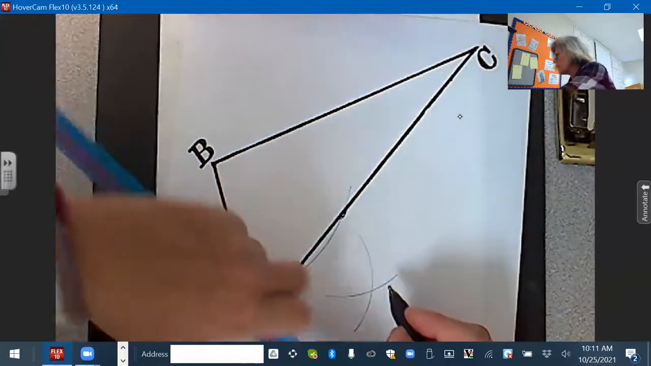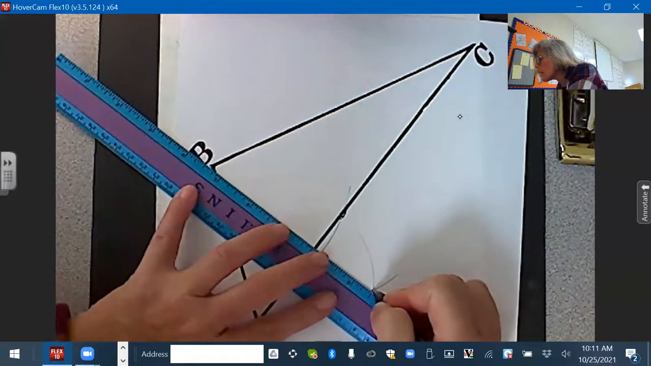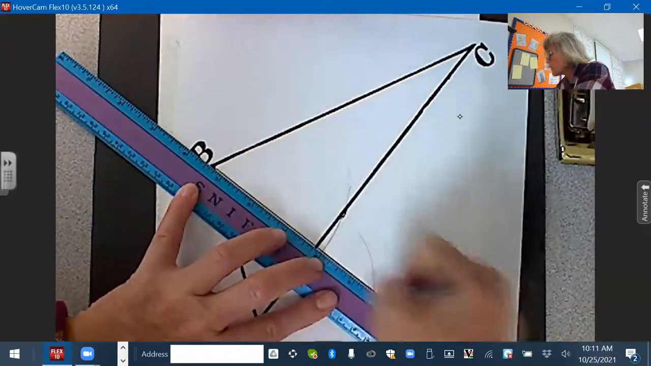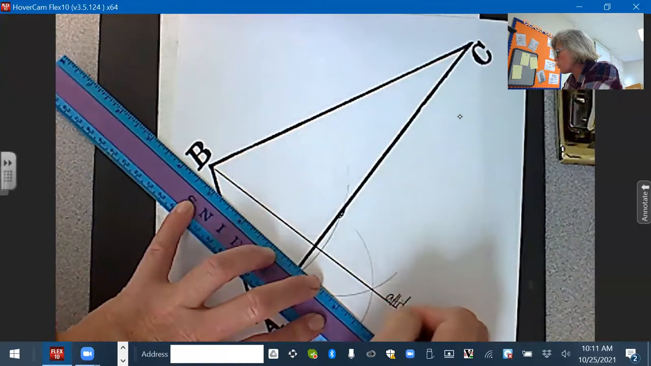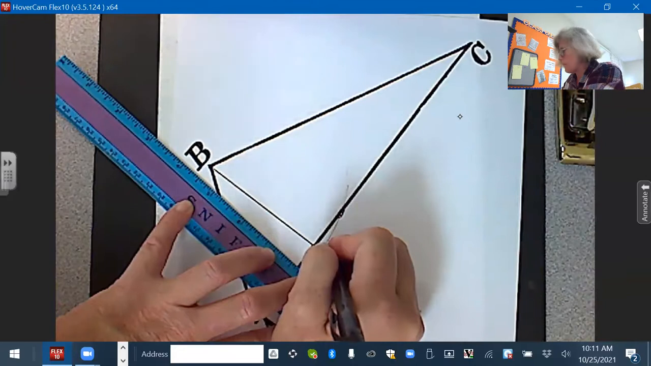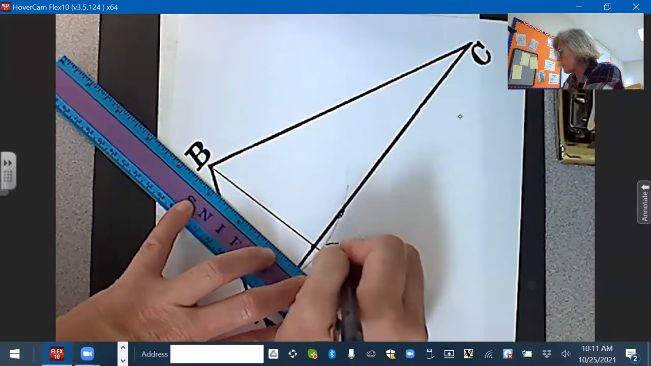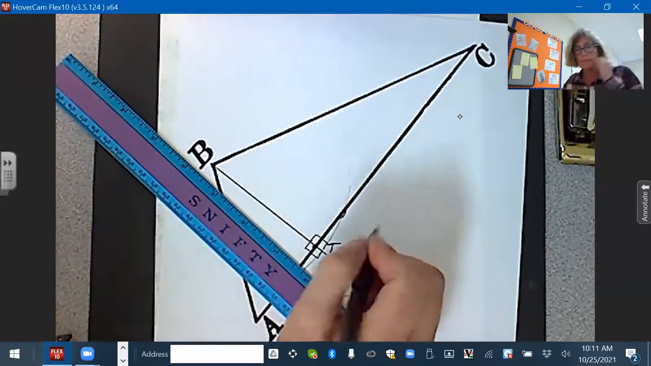From B to that point of intersection, you have now created a perfect right angle. Draw it all the way through. This is an altitude, and this is point T. Altitude, by definition, has all right angles.